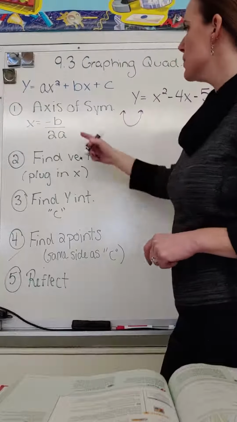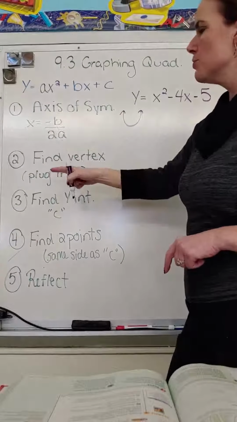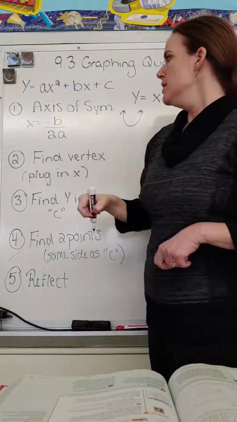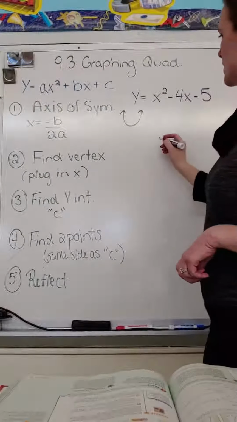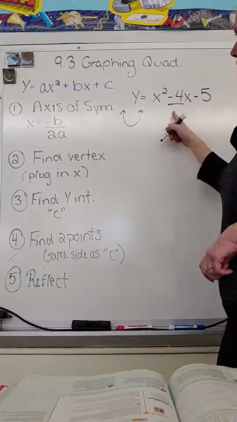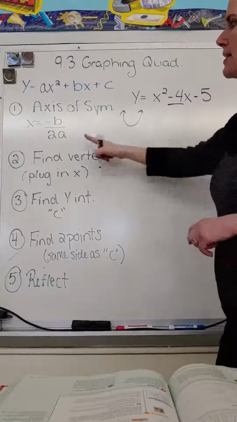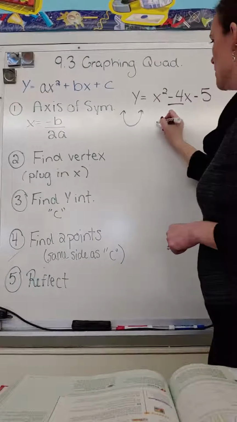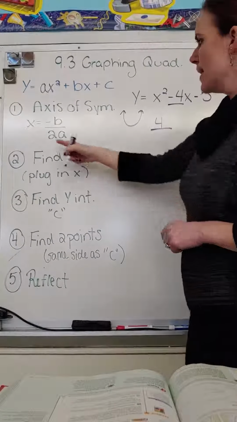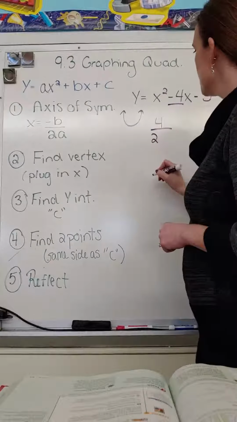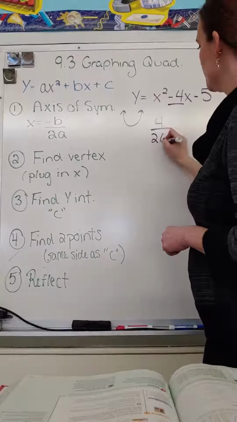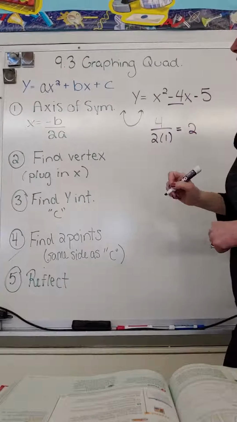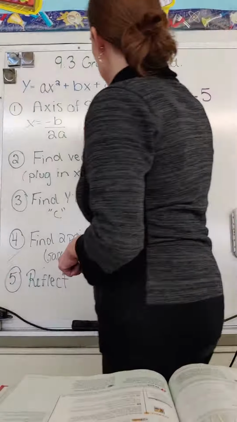And my first step is plotting this axis of symmetry, which you learned from the last section is just x equals negative b over 2a. So I have a b value of negative 4, and it's negative b, so negative 4 would be a positive 4, and then I have 2 times my a value, which is just a 1. So 4 divided by 2 is going to be 2. So my axis of symmetry is x equals 2.